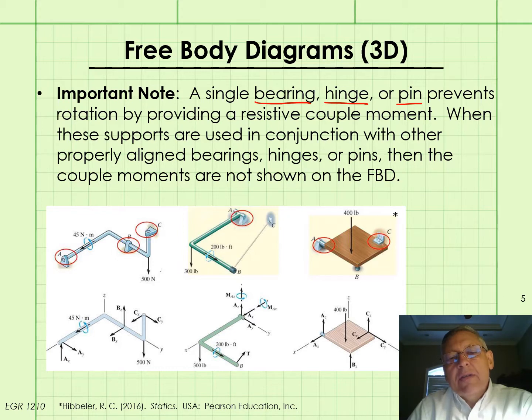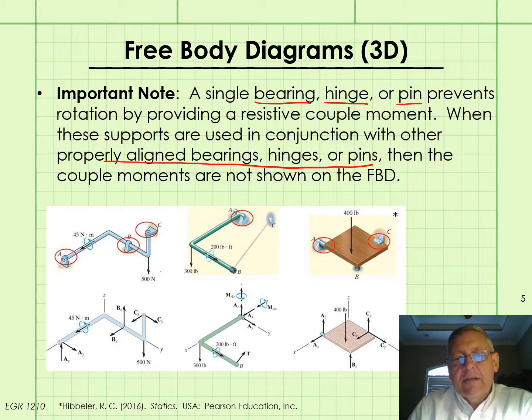Now this is when we have a single use of a journal bearing, a hinge, or a pin. When we use these supports in conjunction with other properly aligned bearings, hinges, or pins, in other words, if we have a body supported by 2 or more journal bearings, or 2 or more hinges, or 2 or more pins, or some combination of those, in other words, a single bearing, a single hinge, or 2 bearings and a hinge, the combinations are infinite.